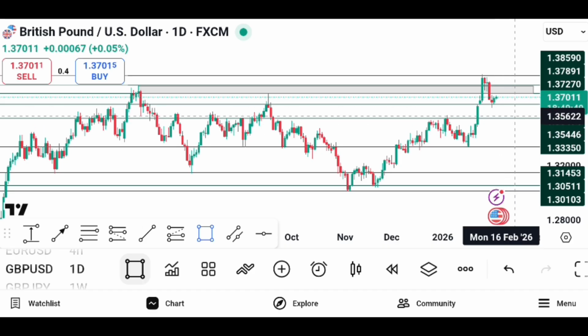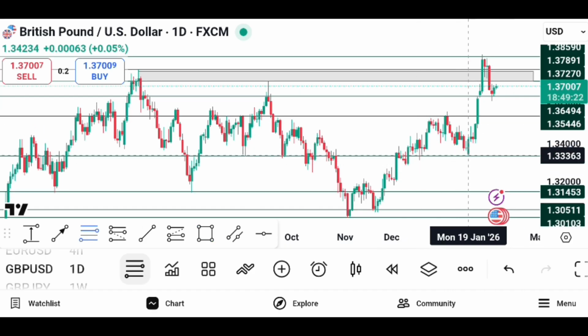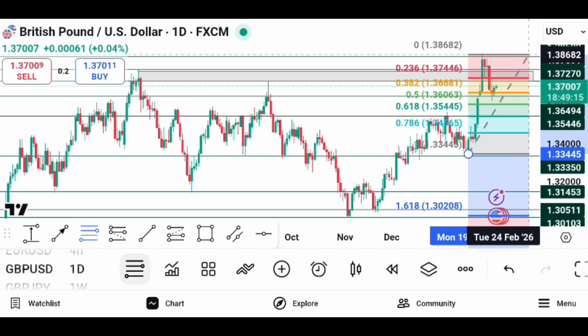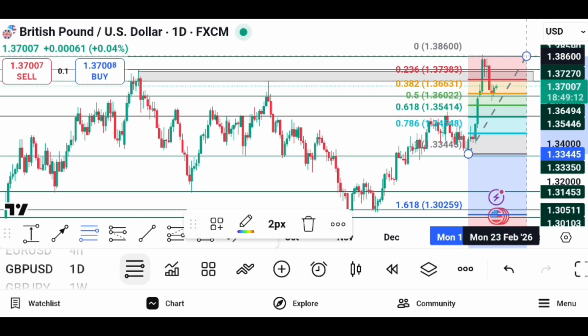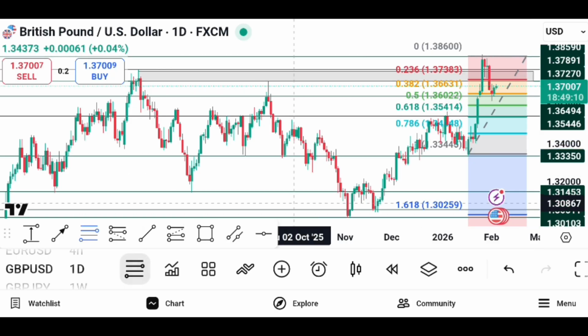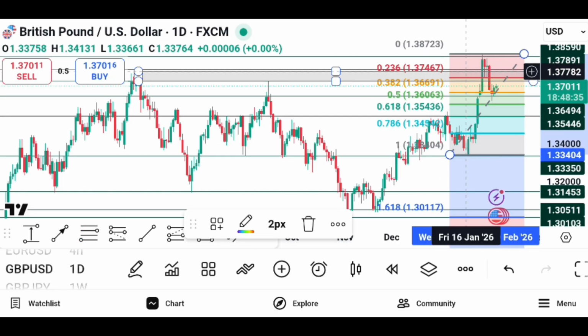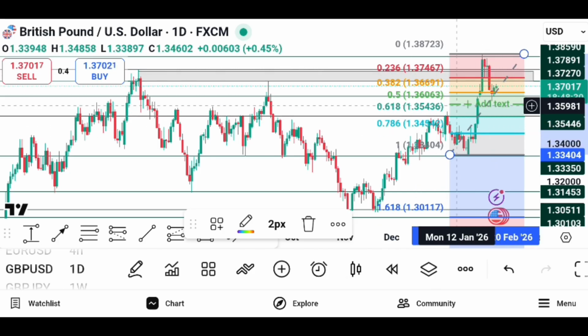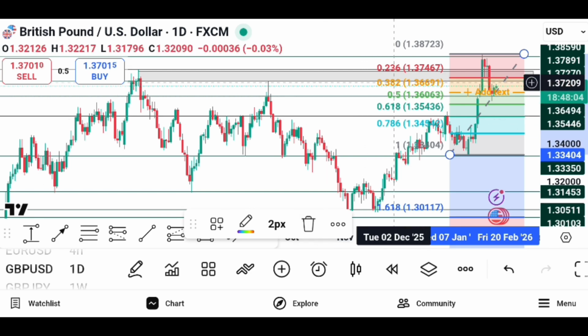as the price corrects. So another thing you can do is to add your Fibonacci retracement from this point, from this low to this high. So when we add our Fibonacci retracement, we see that the 50% Fibonacci retracement is right at this level, 1.3598 area. Then the 61.8 Fibonacci is at 1.3553 area. That would be the initial target as we sell from this area.